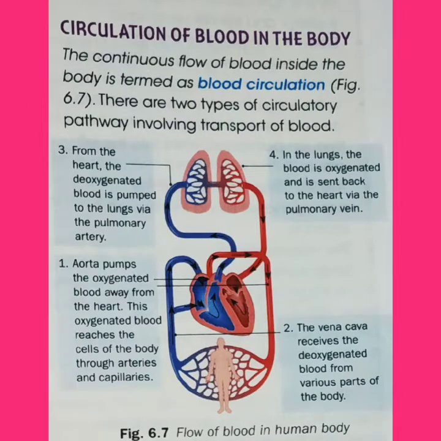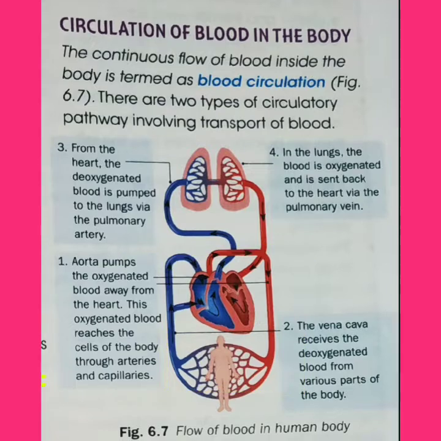Next is systemic circulation. So here it is a longer path, and the previous one, the pulmonary circulation, was a shorter path. So in case of systemic circulation, the transportation of blood takes place between the heart and the entire body part. In this case, oxygenated blood from the left side of the heart flows to the rest of the body, and the deoxygenated blood from the body cells is then returned to the right side of the heart.